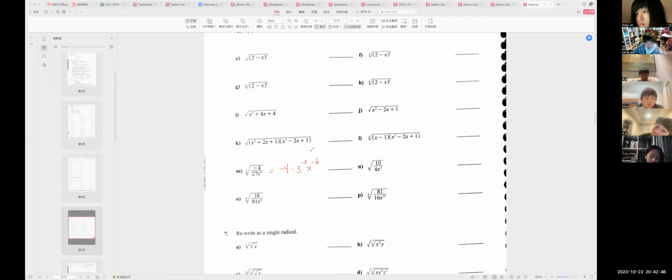Do you understand what I'm doing right now? Did you change the bottom part, the 27, into 3 cubed? Yes. Okay. And this one will be 3 to the -3 and x to the -6, correct? Okay, so these three, the same thing turned out to be 1, so 3 to the -1. And x to the -6 turned out to be x to the -2. And inside, -4 to the power 3. Okay, I'm going to stop here and let you think about it.